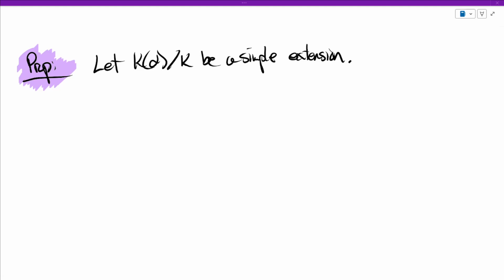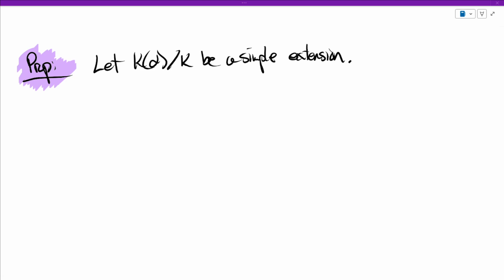All right, so we're going to turn to degrees of simple extensions. Suppose, because all the extensions that we've seen are actually simple, and you kind of have to work to prove that an extension is not simple. And you're free to ask me about an example if you're interested in that. But suppose we have a simple extension.